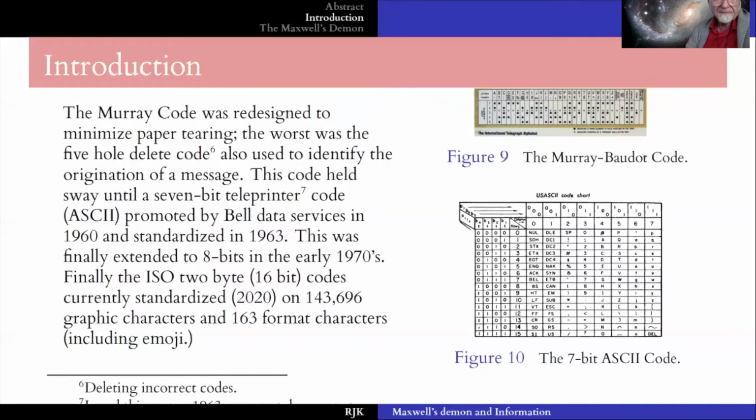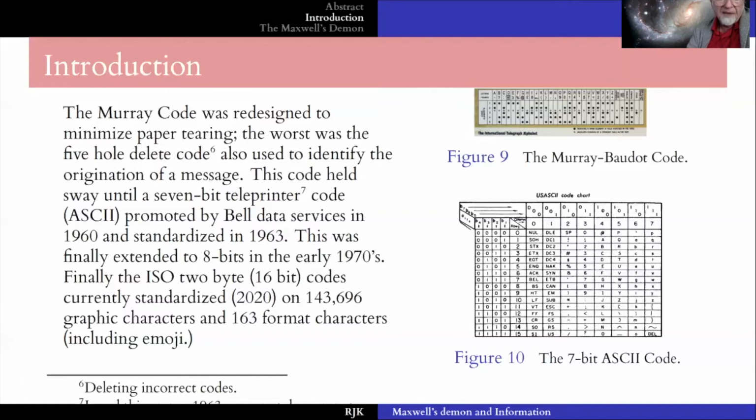Anyway, the delete code was used at the beginning, a sequence of them sent to identify the origination of a message. And this code, the Murray code, held sway until a 7-bit teleprinter code called ASCII was promoted by Bell Data Services in 1960 and standardized in 1963.